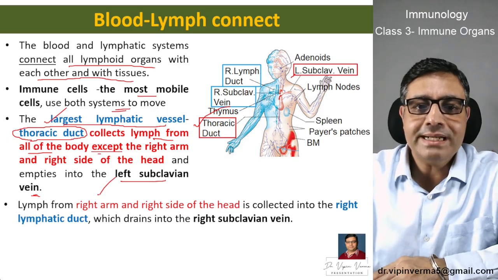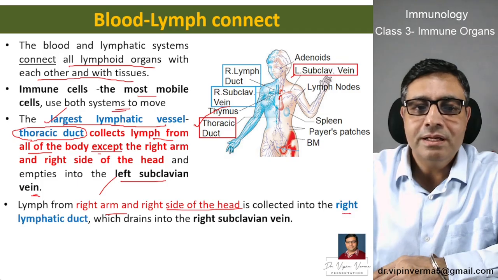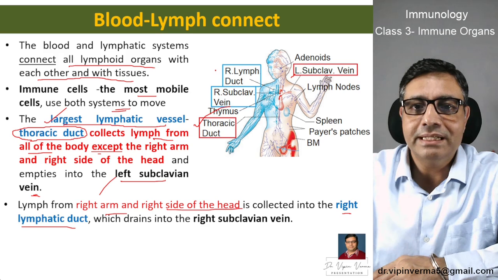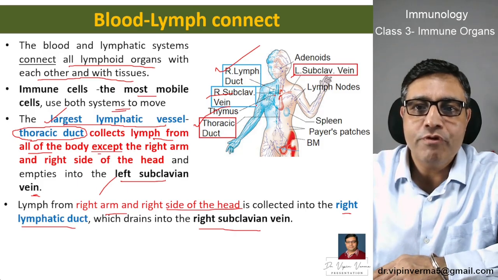Lymph from the right arm and right side of the head is collected into the right lymphatic duct. So we have here, you can see the right lymphatic duct, which drains into the right subclavian vein, and this is the right subclavian vein. So this right lymphatic duct empties its content into the right subclavian vein.